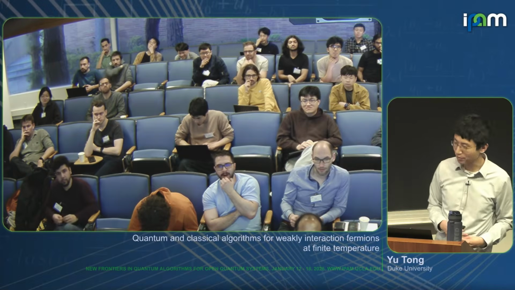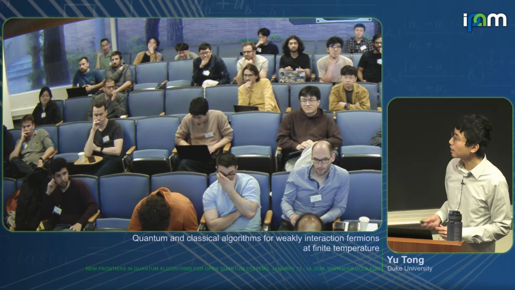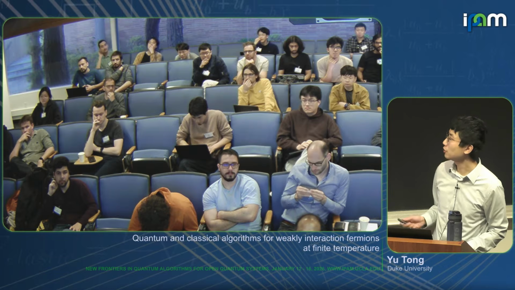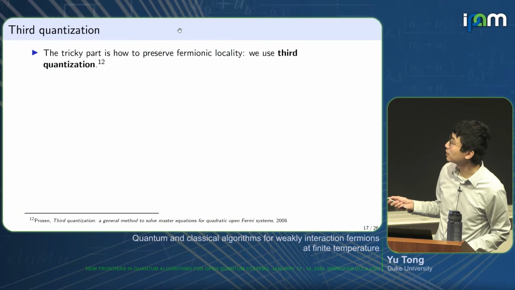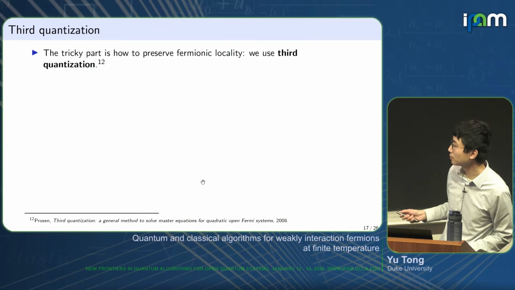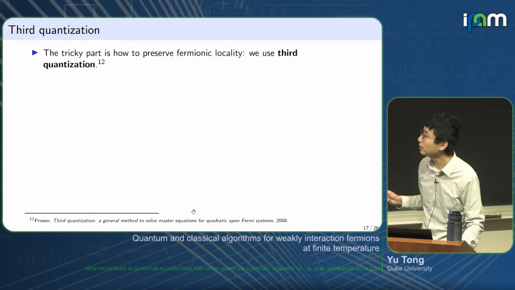So what's different from the spin version? In the fermion case you have some added difficulty: you need to preserve fermionic locality. For this we need to use a technique called third quantization, proposed in this paper in 2008.